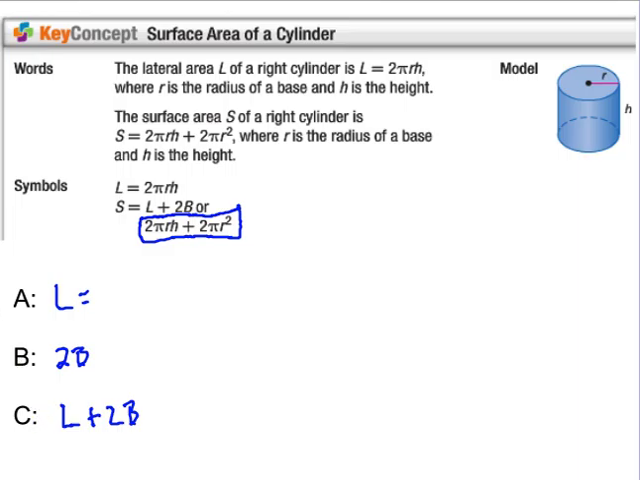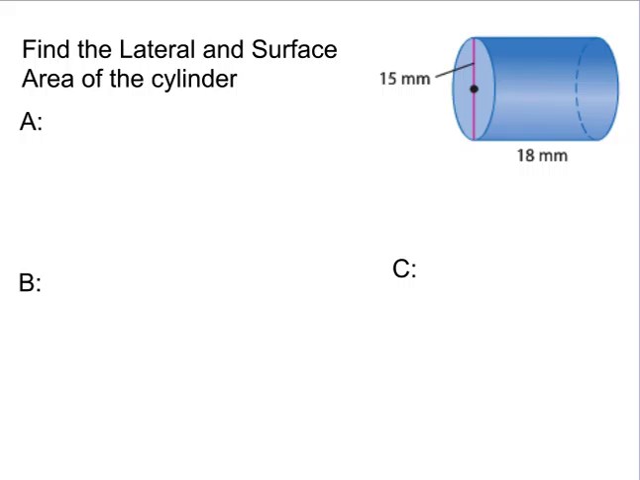All right. A couple of examples. Find the lateral and surface area of the cylinder. So the lateral area is circumference times height. Darn it, I'm getting mixed up with all the letters. Circumference is 2 pi r. We have the diameter in this case, so we can just do diameter times pi. So it's just 15 pi.